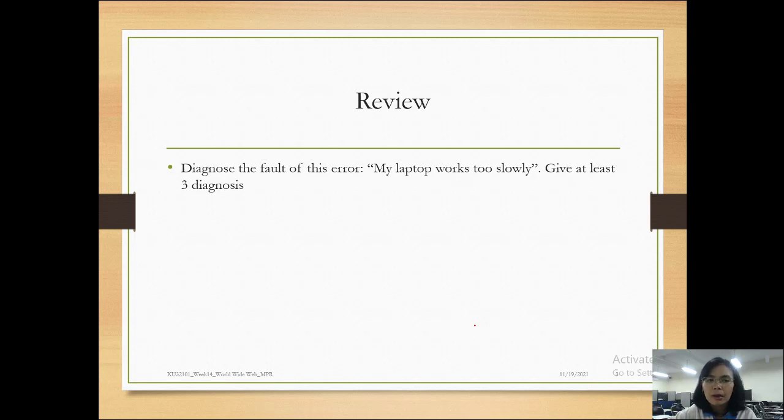Okay, so remember, you are not giving the advice yet. Your job is to diagnose the fault based on this error. Okay, so I hope you can give at least 3 diagnoses with different expressions, the ones that we have learned from last week's material. Okay, and for this answer, I want you to post your answer in the YouTube comment. Okay, so post this recording. Remember, you are not giving the advice, but only diagnosing the problem, why it happens.